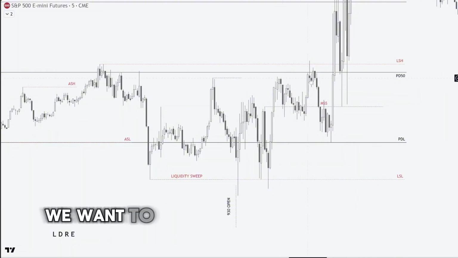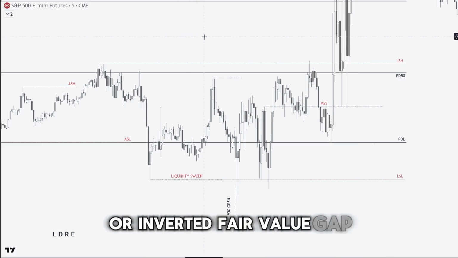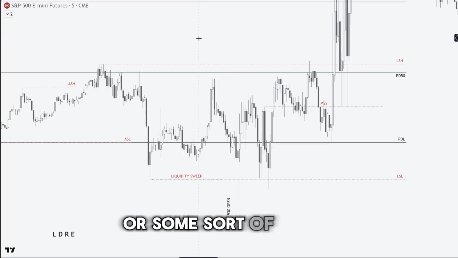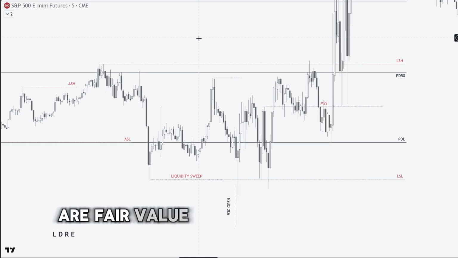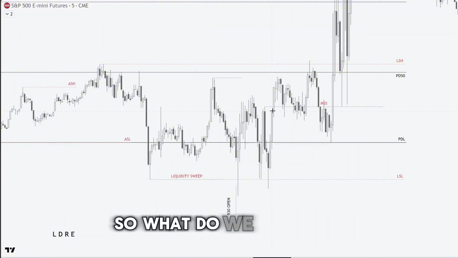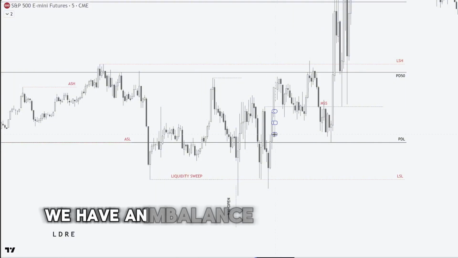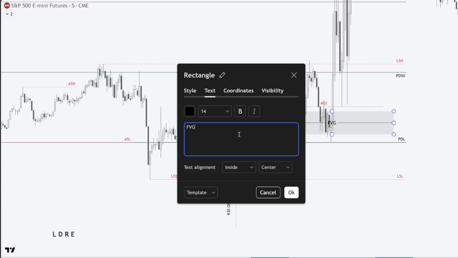What do we want to do? We want to wait for this to come back into this fair value gap or inverted fair value gap or some sort of PD array like an order block, an imbalance of some sort. What I like to use are fair value gaps and inverted fair value gaps. So what do we have here? We have an imbalance on the top of this candle, and this is where your fair value gap is.